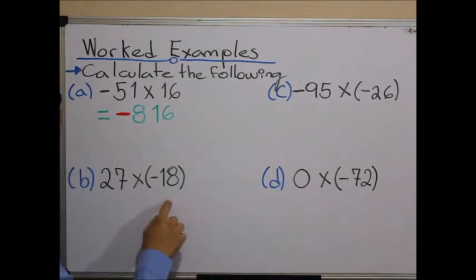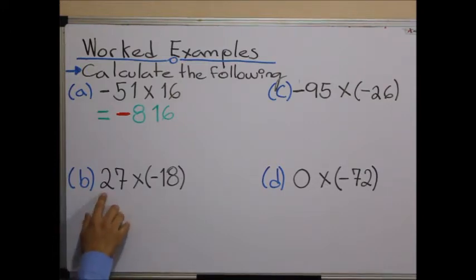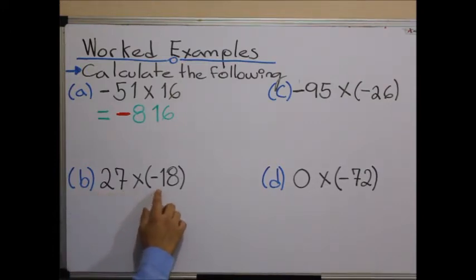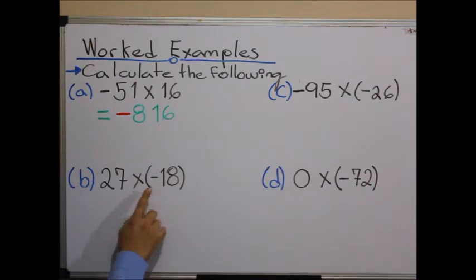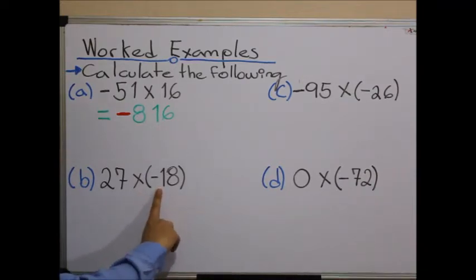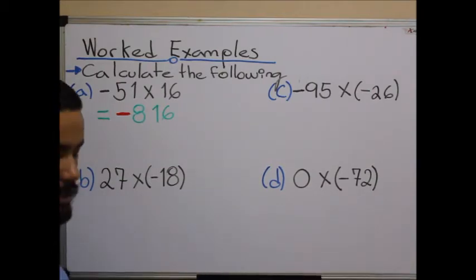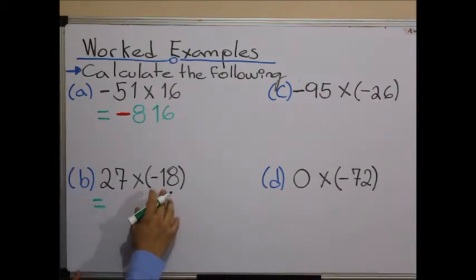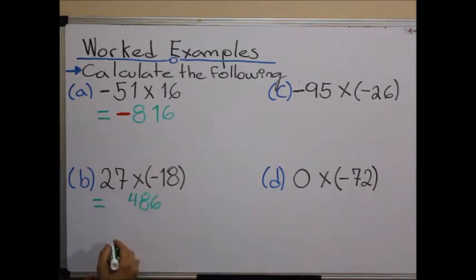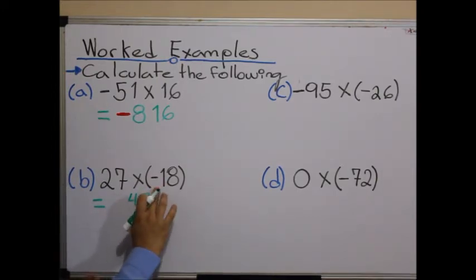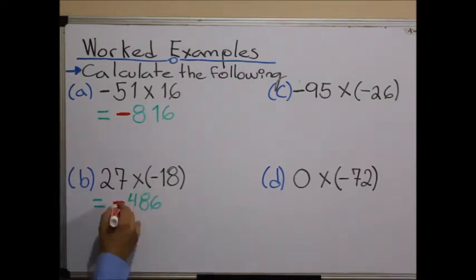Remember that when you have just one negative, the answer will be negative. Let's see the second exercise, the second example. 27 times negative 18. So we're having just one negative sign. That means that our solution will be negative. 27 times 18 will be 486, and just because we're having only one negative, we're going to write here just negative.